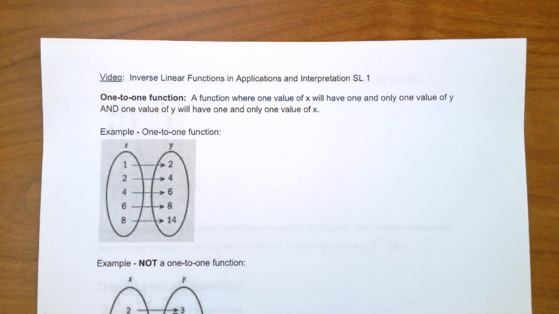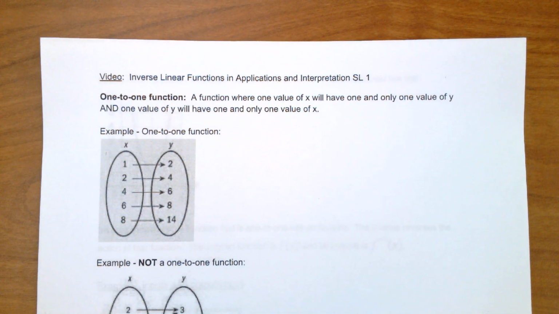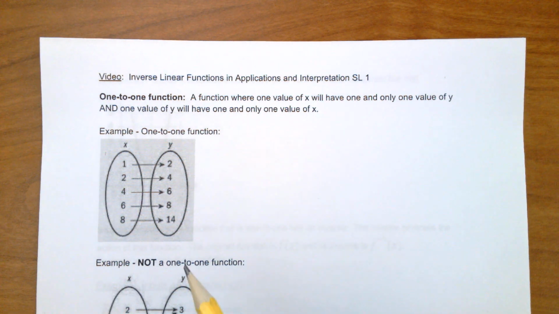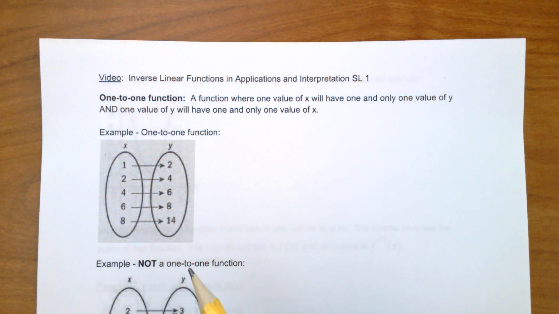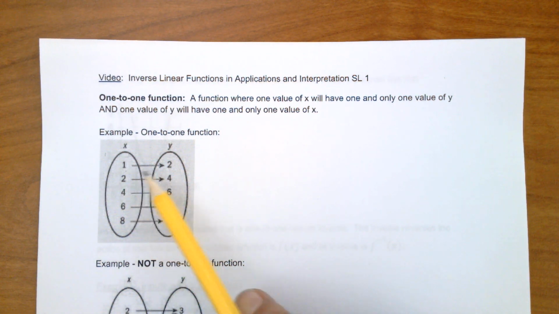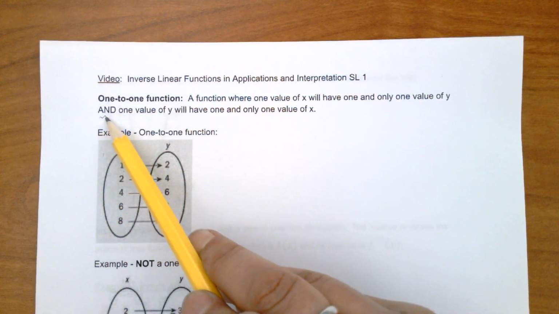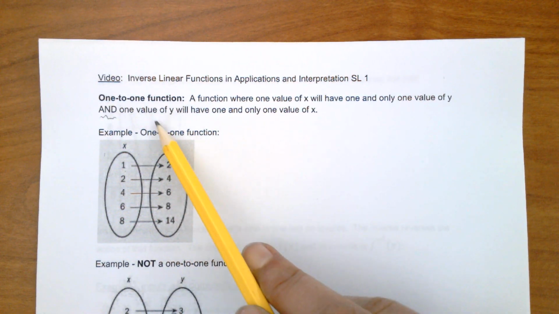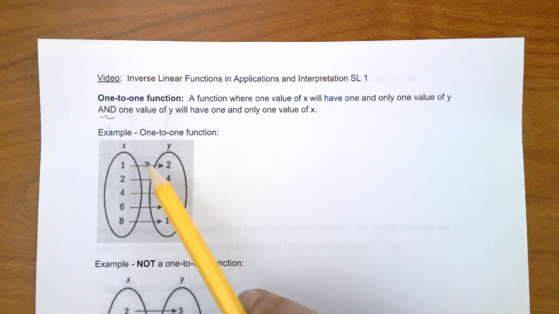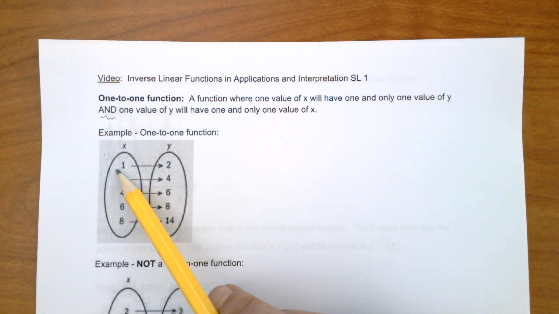Applications and Interpretations, SL1. First, a one-to-one function. A one-to-one function is a function where one value of x will have one and only one value of y. So one arrow to the y's from the x's. Okay, and this is the one-to-one part. And one value of y will only have one and only one value of x.